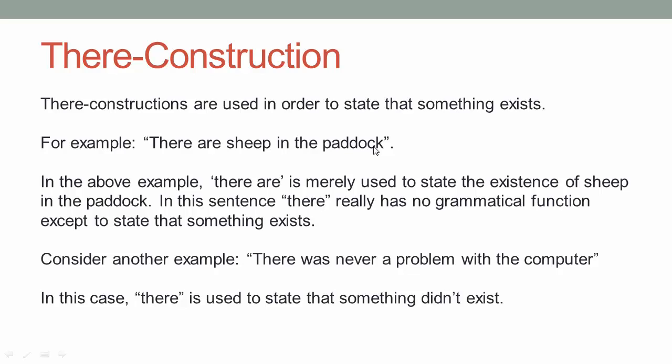Next, we're going to look at there constructions. So there constructions are used in order to state that something exists. For example, there are sheep in the paddock. In the example above, there are is merely used to state the existence of sheep in the paddock. In this sentence, there really has no grammatical function except to state that something exists. Consider another example. There was never a problem with this computer. In this case, there is used to state that something didn't exist.